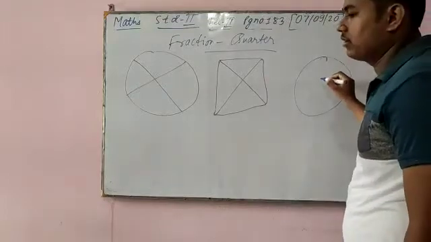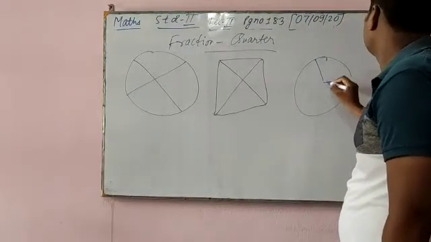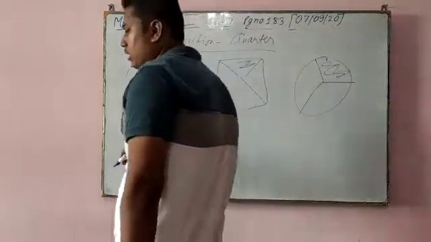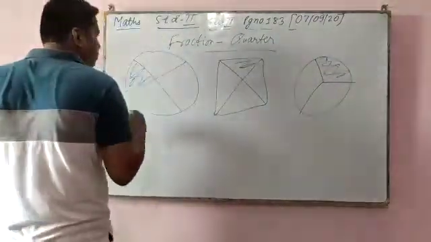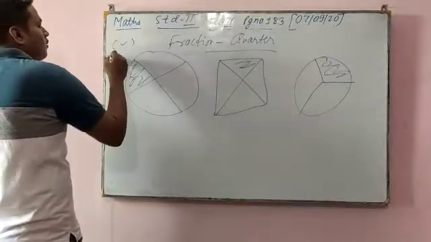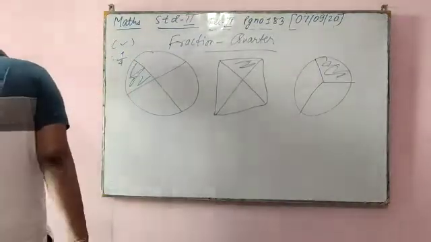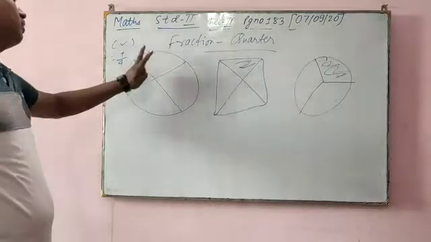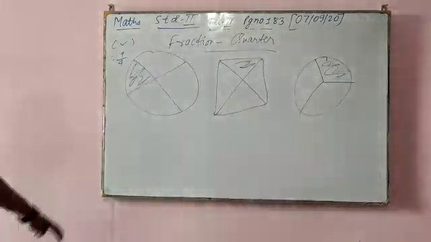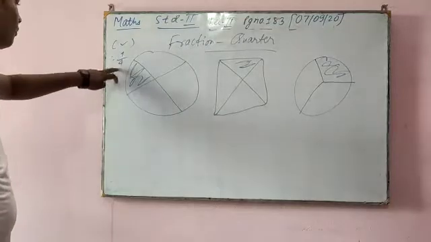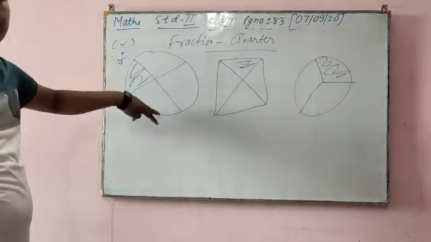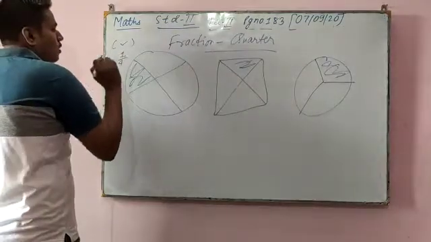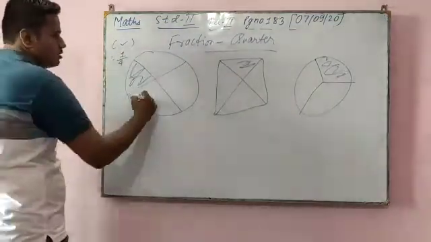This part is shaded, this part is shaded, and this part is shaded. The question is you have to put a tick mark when the 1 by 4 portion is shaded. So see, how many portions are there in this? 1, 2, 3, 4. So there are 4 parts, and how many parts should be shaded? One part. See, only one part is shaded, so this is right.